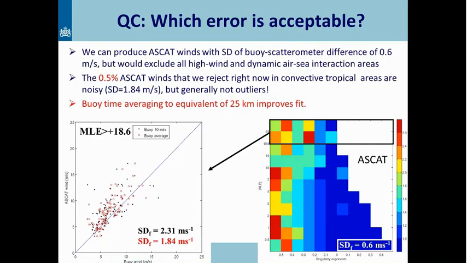And then if we look at those data that we reject, you see here the black box is where we have the thresholds for data rejection for ASCAT. If you then plot the winds in this box that are collocated with buoys, then you get the black points. But then if we do a buoy time averaging to be equivalent to the 25 kilometer footprint, then we see that the fit is improving. So then we get a standard deviation of those bad winds, only the 0.5% that are worst, but it's still 1.8 meters per second. So even the ASCAT bad winds are in fact not so bad.